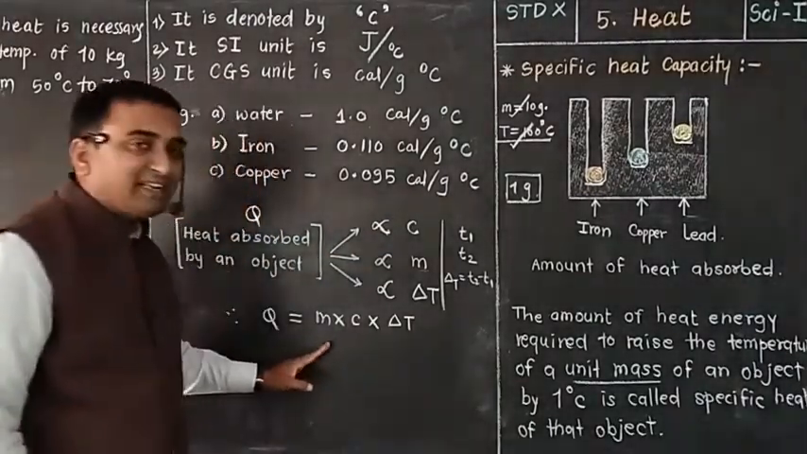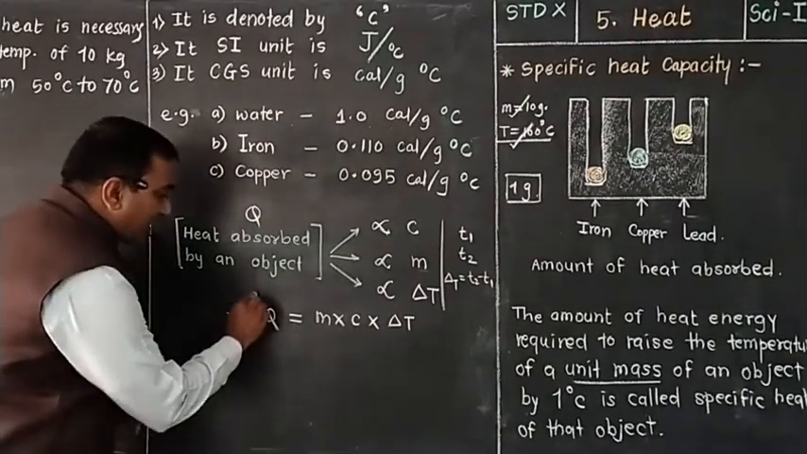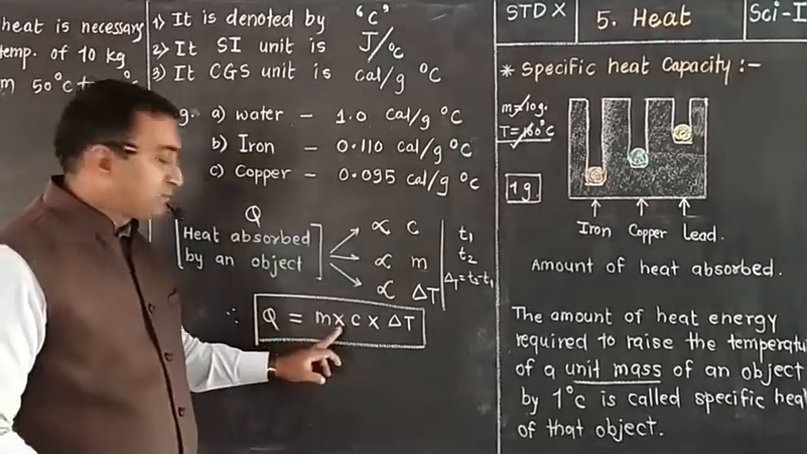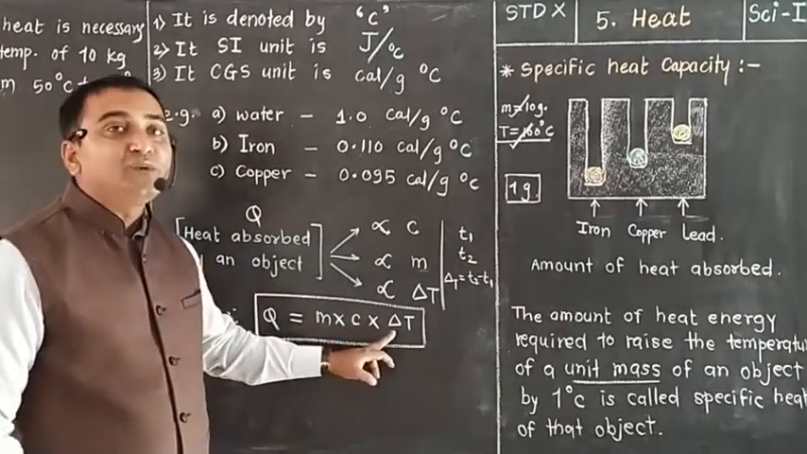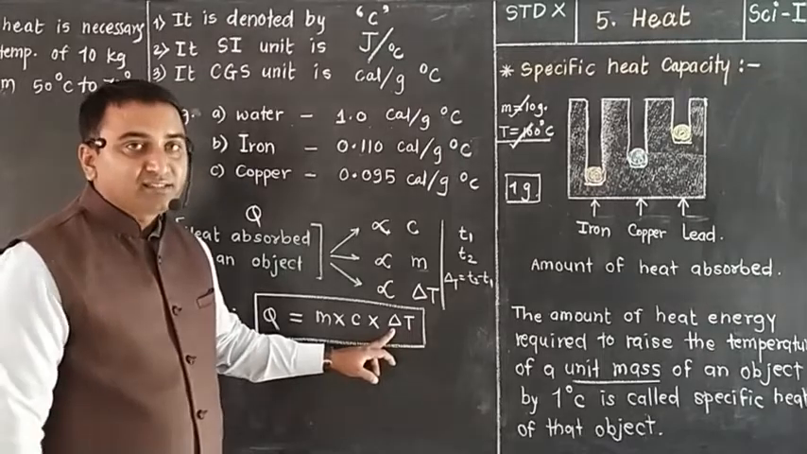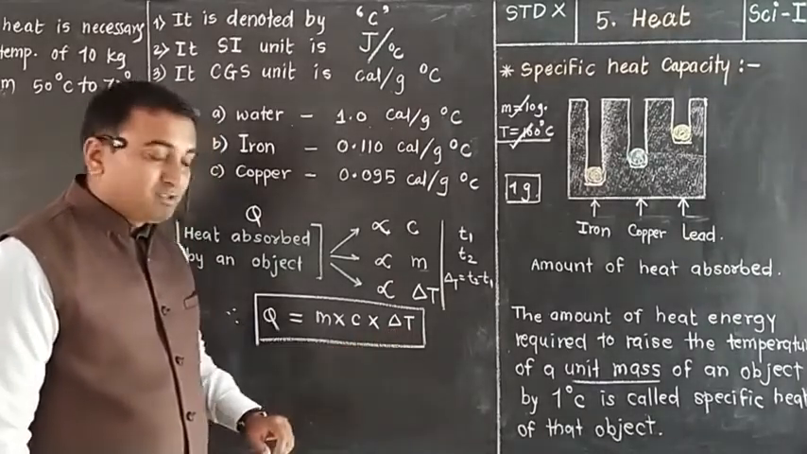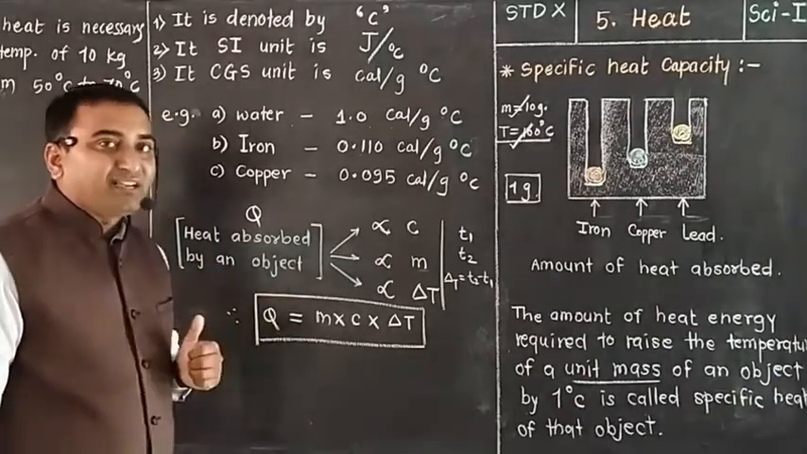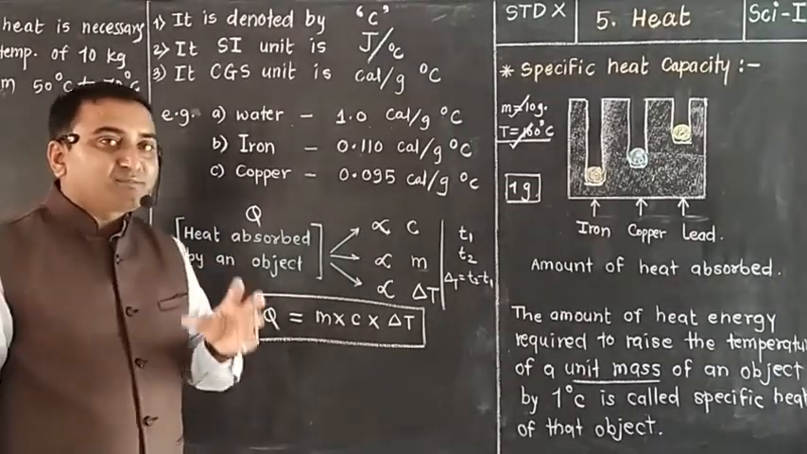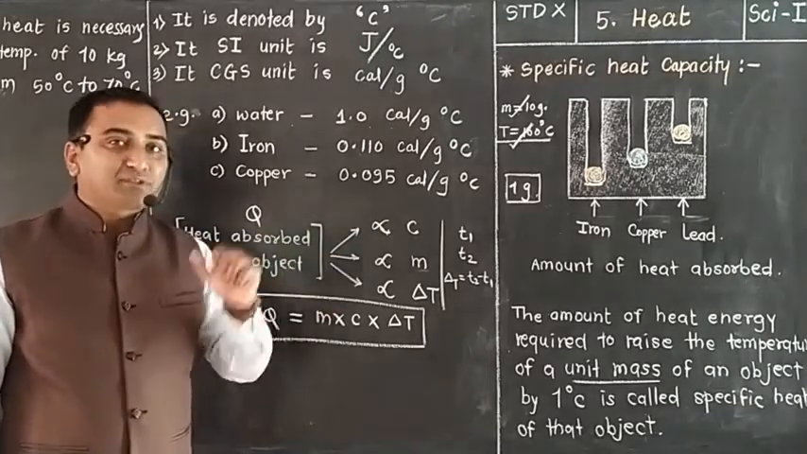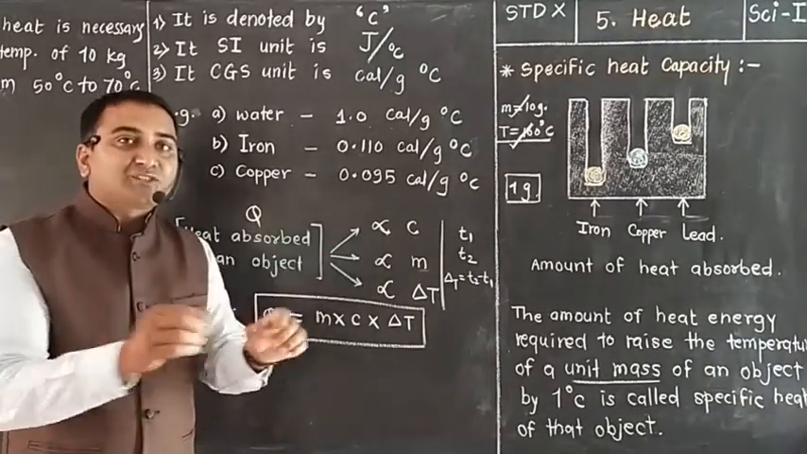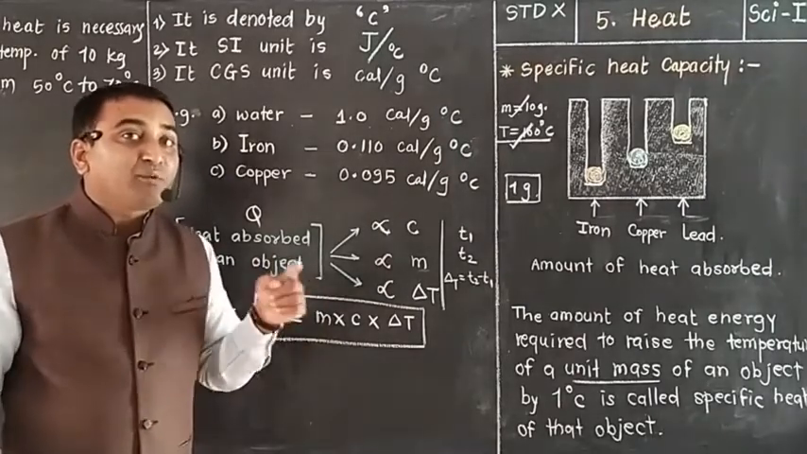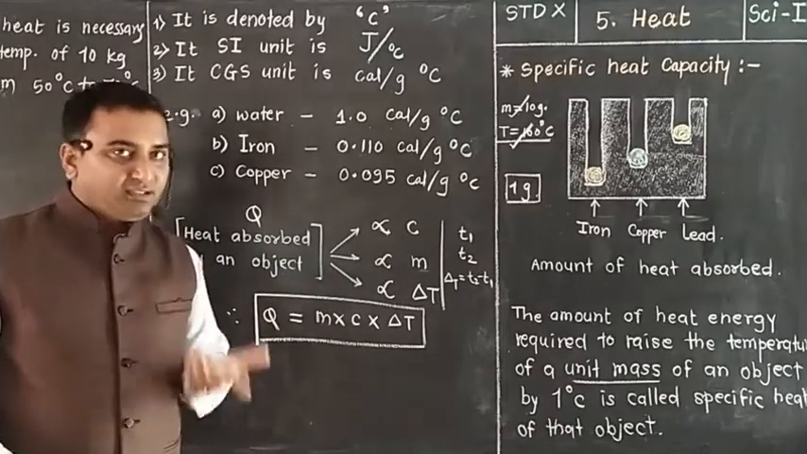So finally we are reaching the conclusion. Heat absorbed is equal to the mass of the object times the specific heat of that object times the change in temperature, or the difference between the temperatures. What is true in absorption is also true in release of energy. If a hot object is kept in the atmosphere, then definitely its temperature starts to decrease. Why? Because the surroundings will absorb the heat from that hot object.